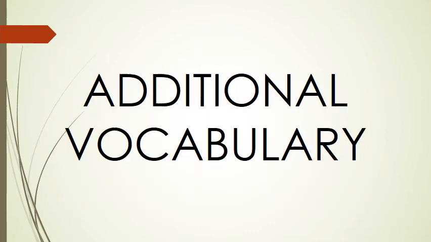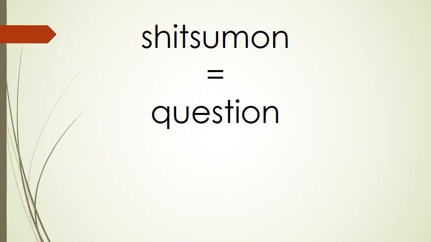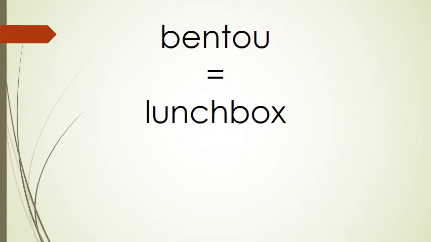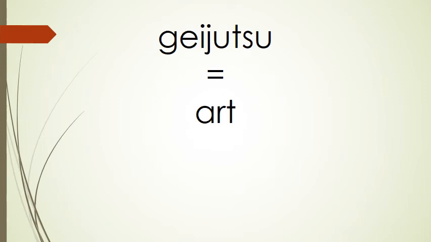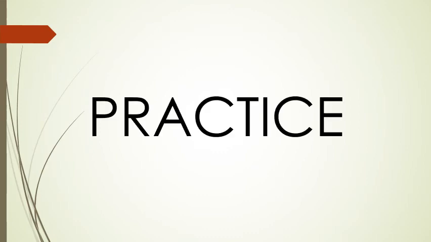And before we continue with our practice, we're going to learn just a little bit more vocabulary that we can use. Shitsumon means question. Bento means lunchbox. Kohi means coffee. This is another English loan word. And finally, geijutsu means art. So now let's practice making some sentences with the things that we've learned.